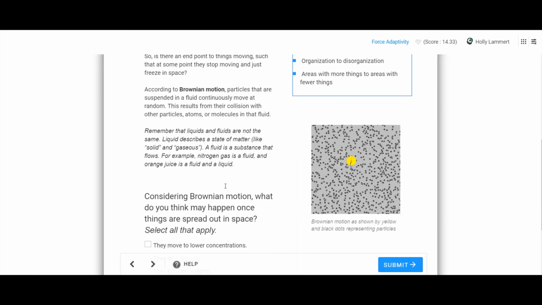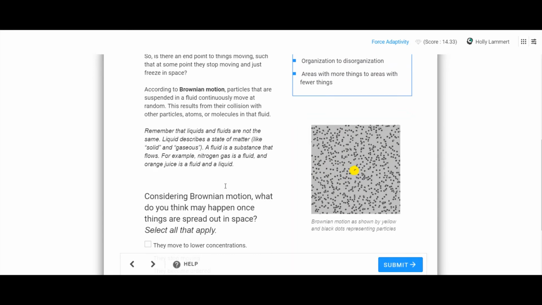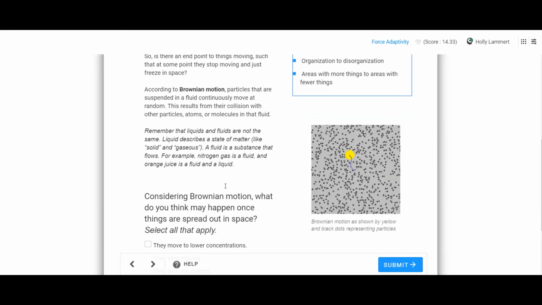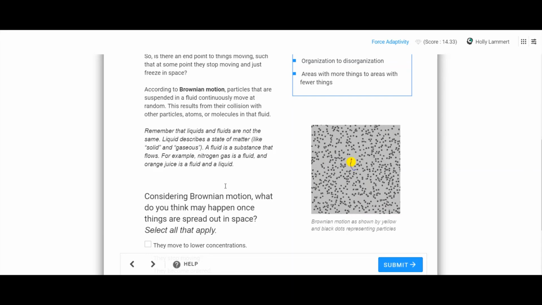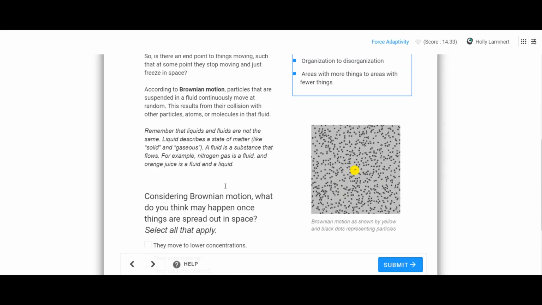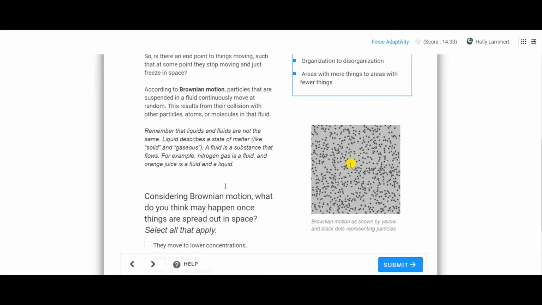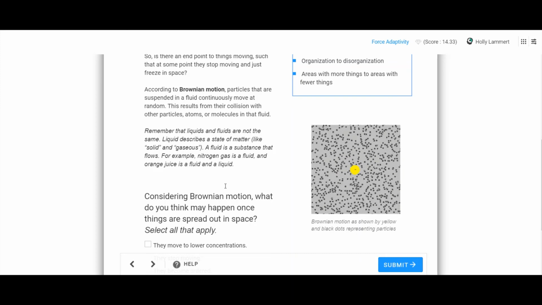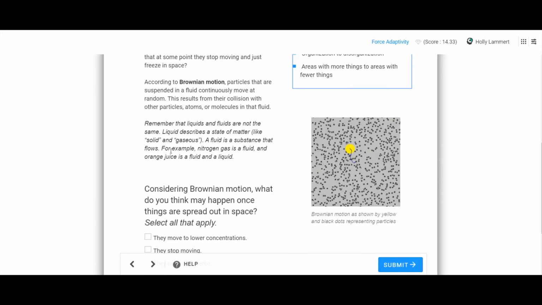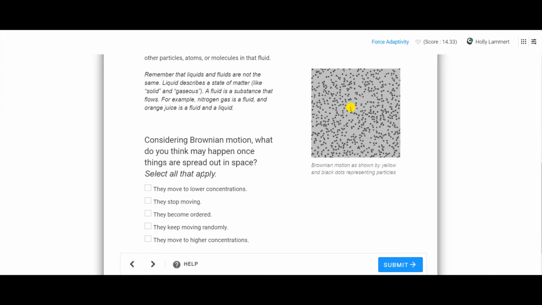That happens randomly. Remember that liquids and fluids are not the same. Liquid describes a state of matter like solid and gaseous. A fluid is a substance that flows. For example, nitrogen gas is a fluid, and orange juice is a fluid and a liquid. And that's a little technical detail there.